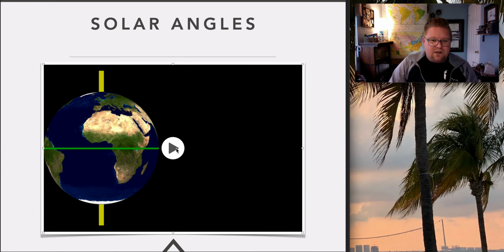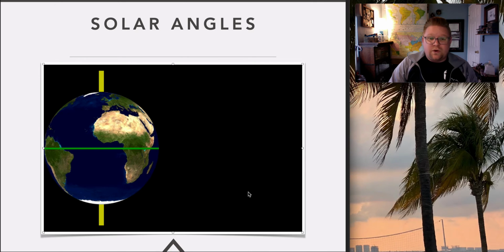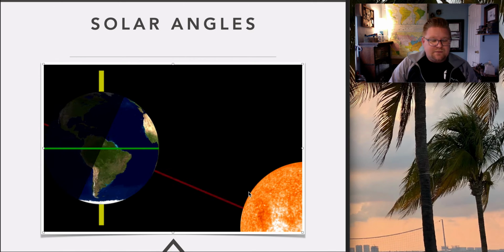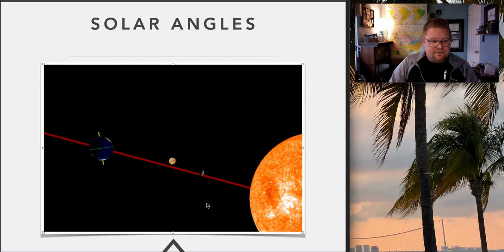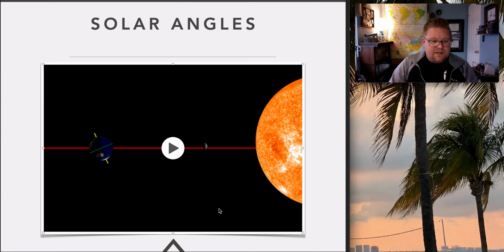I'm going to stop it along the way. I just thought it was kind of interesting. So this is showing first the Earth before a tilt. Then it puts it in perspective that the Earth is tilted in relationship to the sun. So I think I can pause it right there.